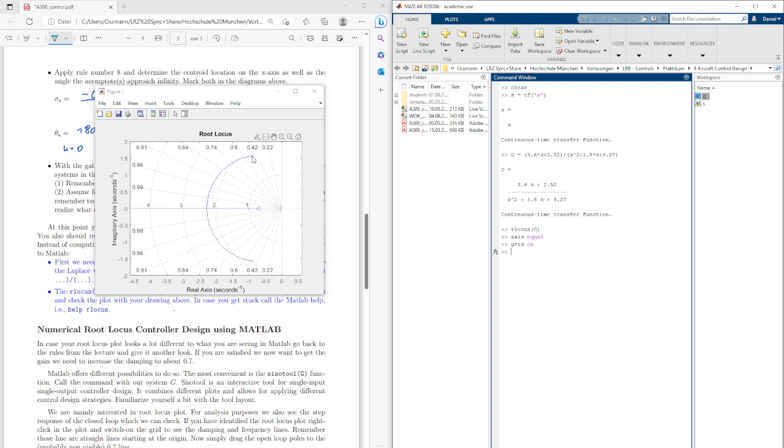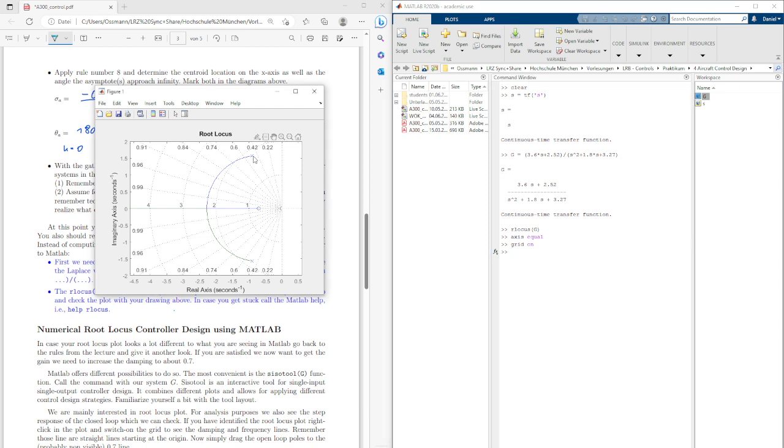If the pitch rate would be a pure velocity signal, we would have a pure damping increase, so going down along circles. But you see we are actually increasing the eigenfrequency with this feedback also. This would be the interpretation.